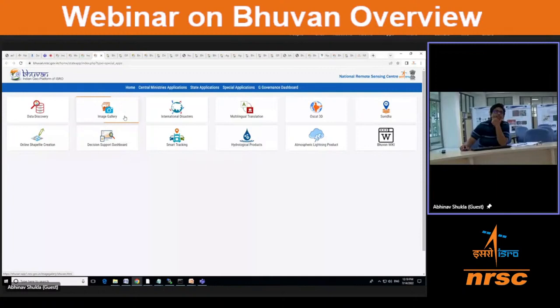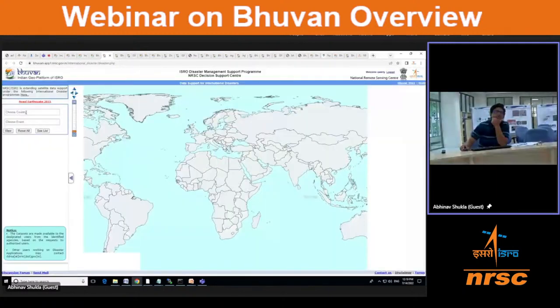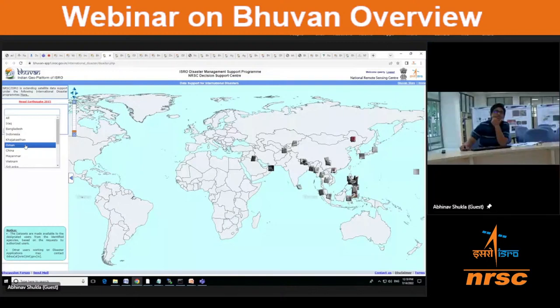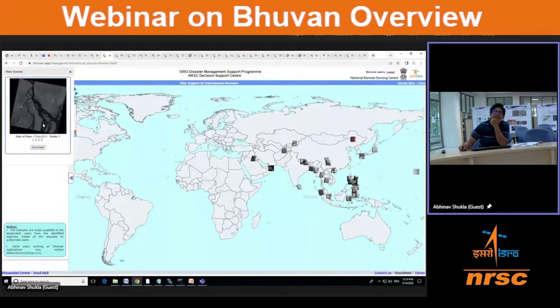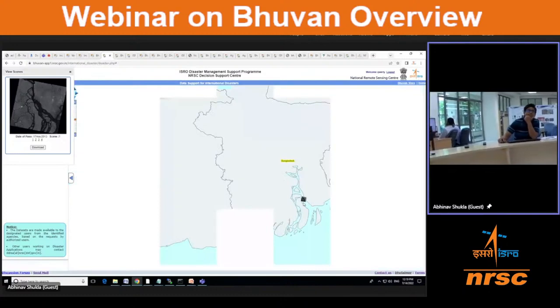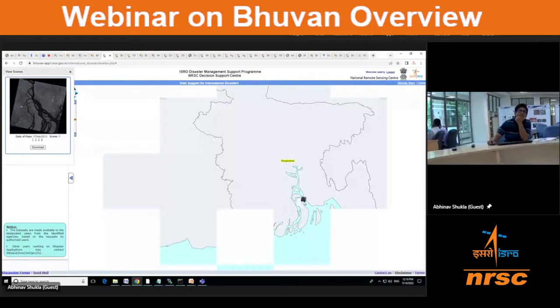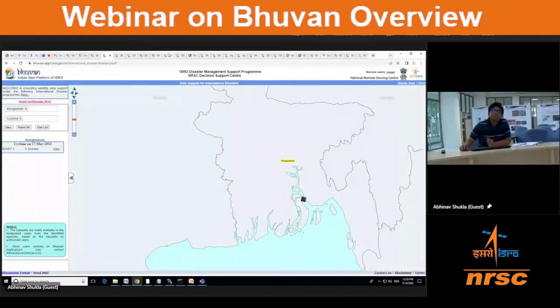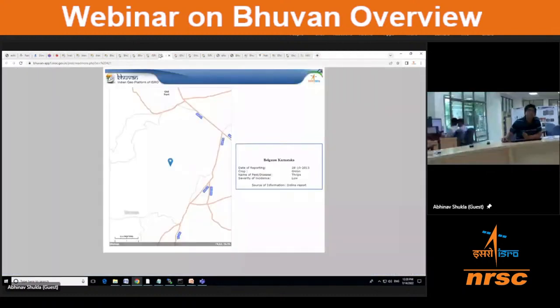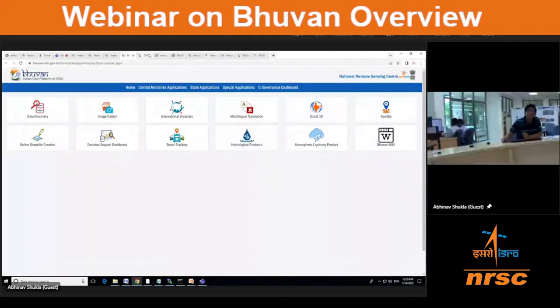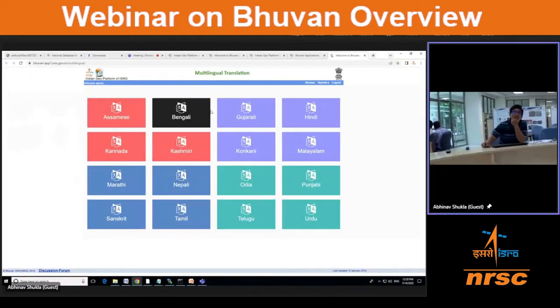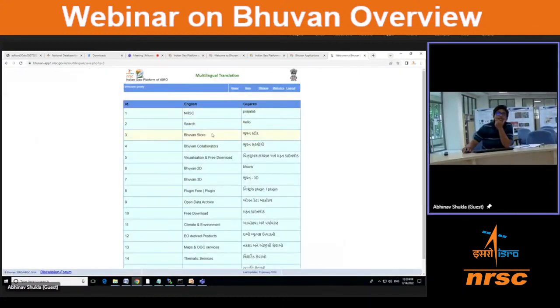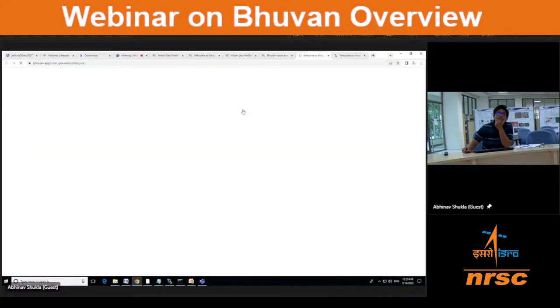For international disaster, we can choose a particular country, like Bangladesh. We can view what disaster has happened, and get the image for download as a GeoTIFF. Multilingual translation, we can translate to any language. This is the NRSC search. So this is the multilingual translation, and you can get it for other languages also.